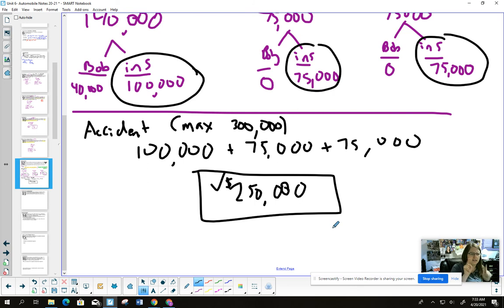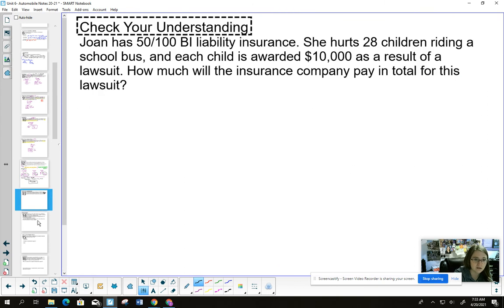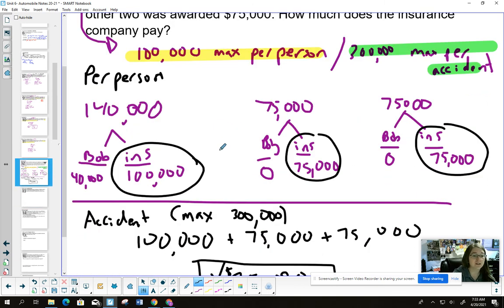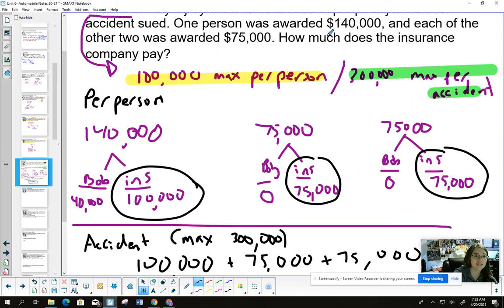Now, I think in these types of questions, I typically only ask for what the insurance company is having to pay. But just keep an eye out here. If the question did say how much does Bob have to pay, Bob has $40,000 still out of his own pocket. That's usually how that works.